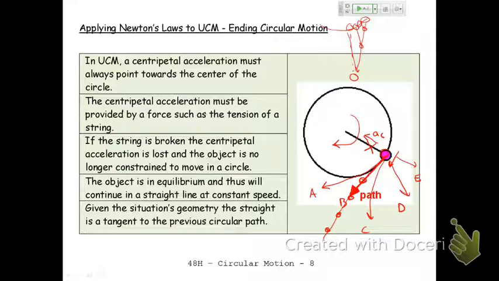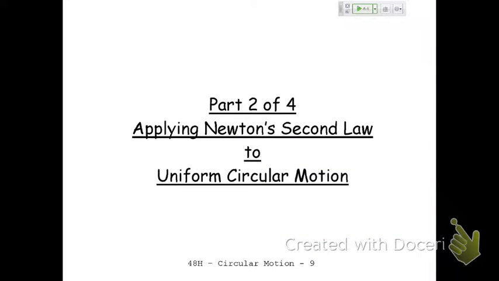So this says, in uniform circular motion, centripetal acceleration must always point towards the center of the circle. Centripetal acceleration must be provided by a force such as tension of the string. If the string is broken, the centripetal acceleration is lost, so the object no longer goes in a circle. The object is in equilibrium and thus will continue in a straight line at constant speed. Given the situation, geometry, the straight tangent line is what you follow.